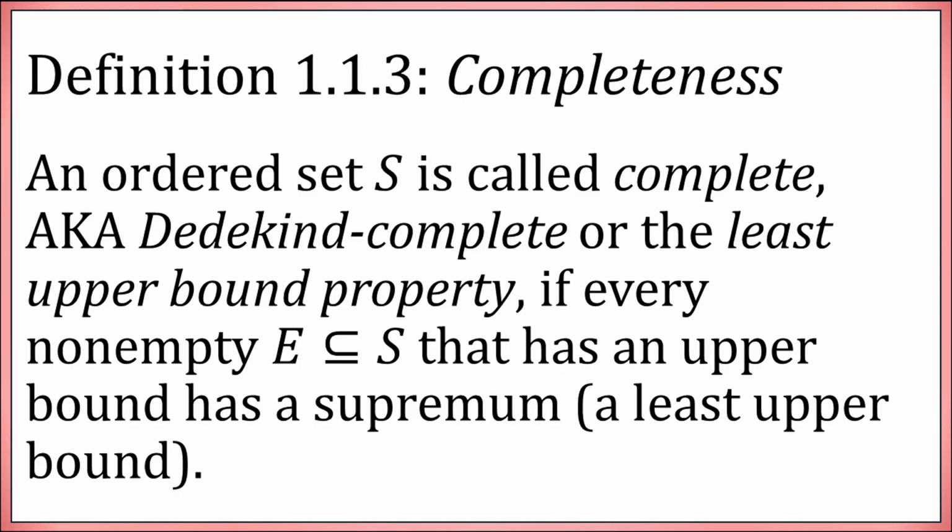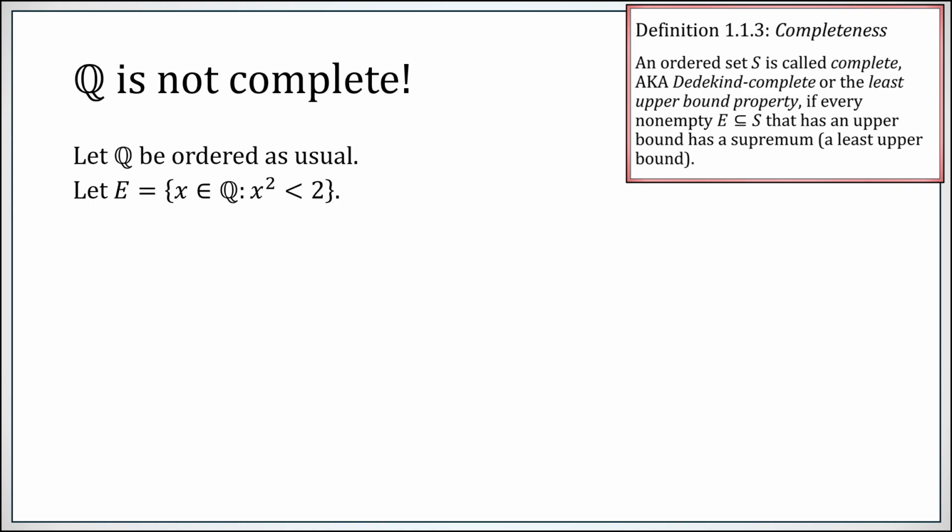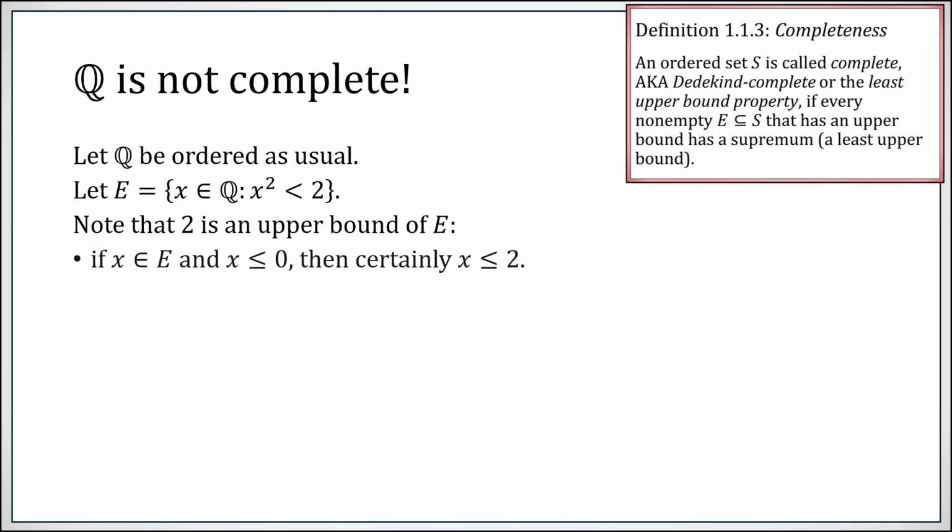What does this definition do for us? Well, observe, for example, that the rational numbers do not have this property. So this is very much a non-trivial property to assign to a set. So suppose you have your typical ordering of the rationals, and now consider the set E of rational numbers whose square is less than 2. Now 2 is an upper bound of E.